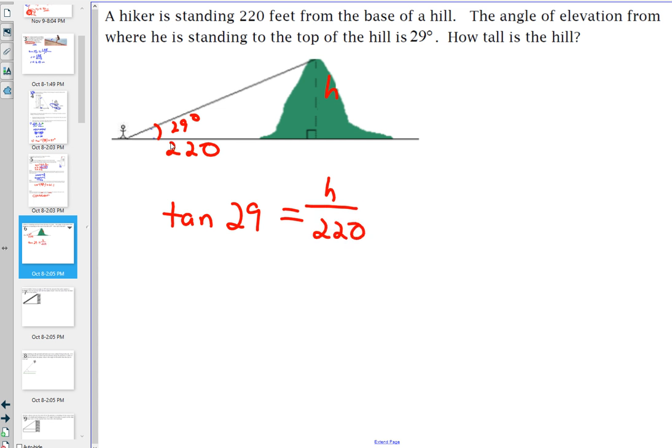Kenny, the H is on top. So H is equal to 220 tan 29. And see this one, they don't say how tall is the hill, so really if you round anywhere, I don't really care. So you can go 122.9. Okay, and then we're going to be in feet.